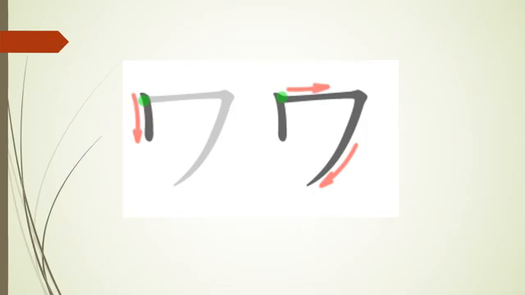We start with a short vertical line going from top to bottom. Our second stroke starts at the same point as our first stroke. Then we go out from left to right, stop, and we come down and curve out to the left.